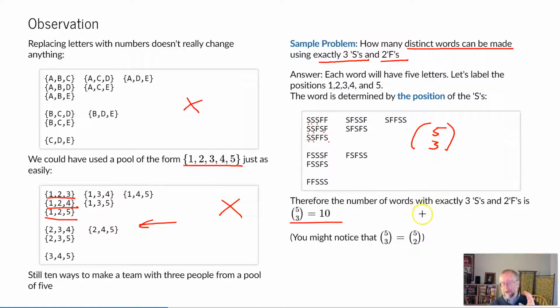And if you're really kind of thinking about this, and by the way, if you don't, that's cool too, instead of choosing where the S's go, I could have chosen where the F's go, and that would have been equivalent. So 5 choose 3 is the same as 5 choose 2, which is kind of an interesting fact. Some of you may have seen that before.